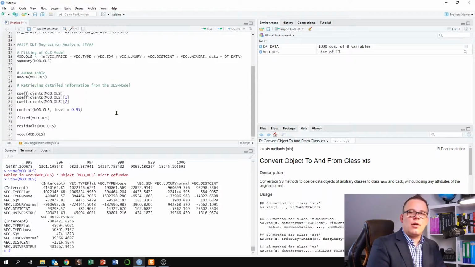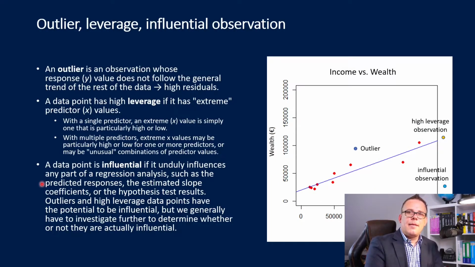And here's our covariance matrix of this model. The next thing I would like to cover is the question of outliers, leverage, and influential observation. Let's first talk about those three terms. What do I mean with that?